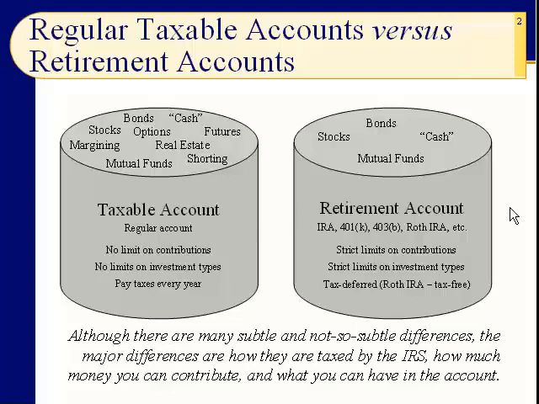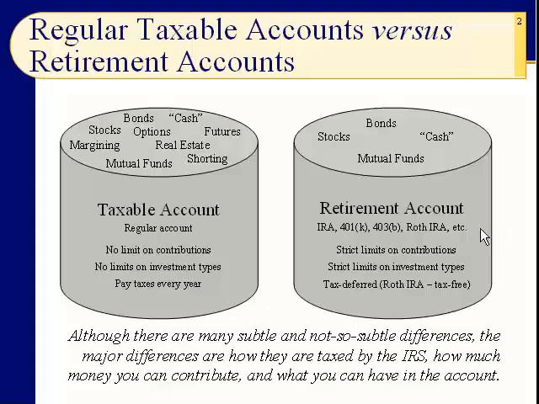And there are two major types of accounts. There are taxable accounts, which are sometimes called regular accounts. And then there are what the IRS calls tax-qualified accounts. The biggest one being retirement accounts, but there are also health savings accounts, medical savings accounts, educational savings accounts, and they're similar, so let's just concentrate on the retirement accounts.